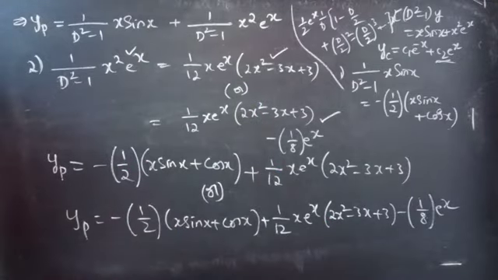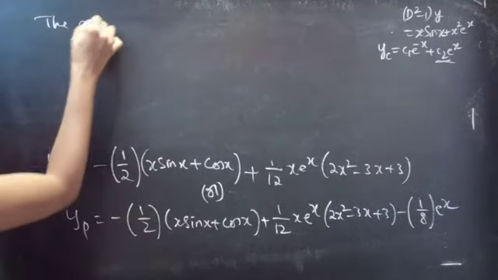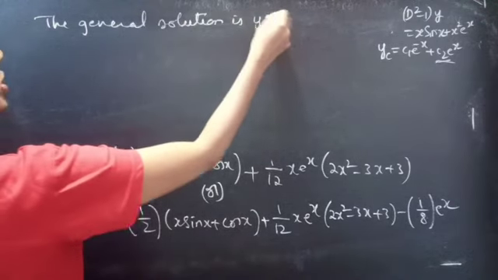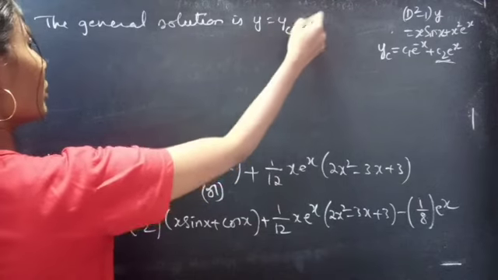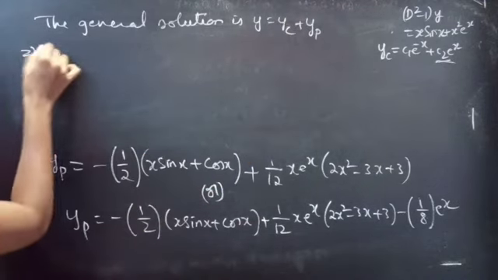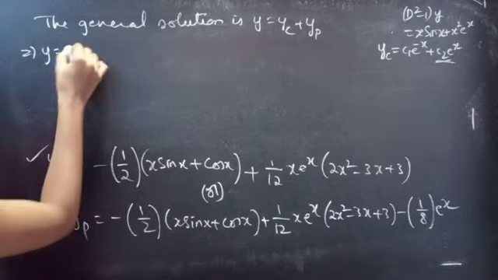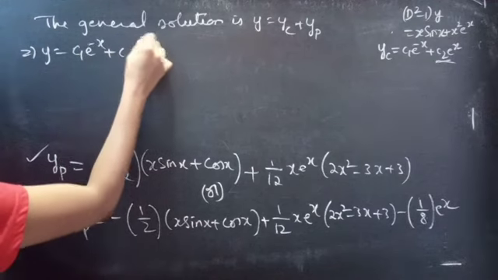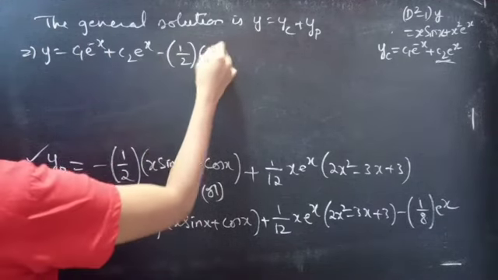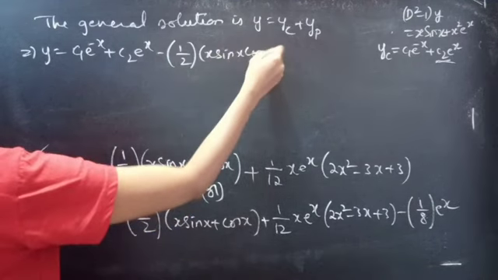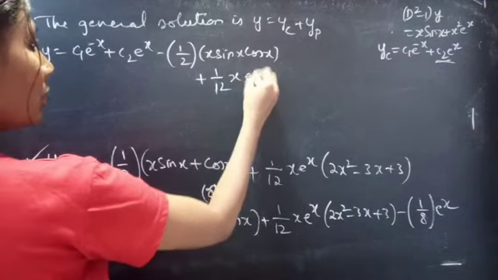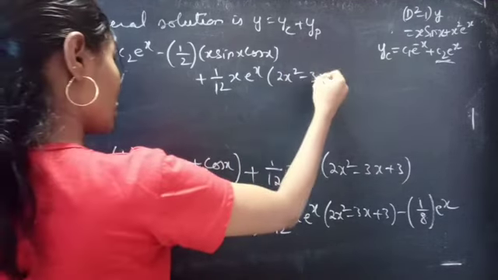Now we got yc and yp, right? Let's write the general solution. The general solution is given by y equals yc plus yp. Then by using the first yp we'll get y equals yc, which is c1 e^(-x) plus c2 e^x, minus 1/2 times (x sin x plus cos x), plus 1/12 x e^x times (2x² minus 3x plus 3).